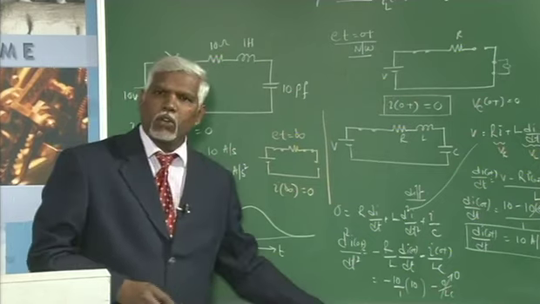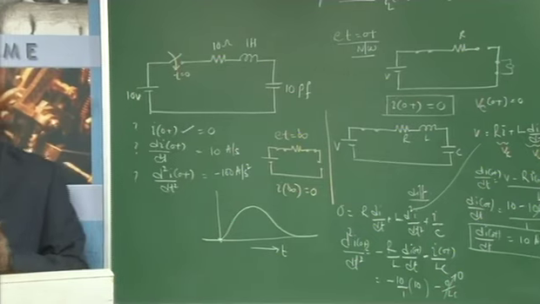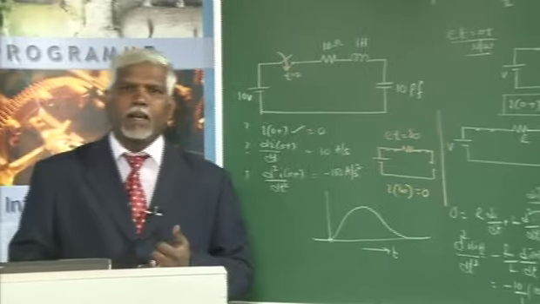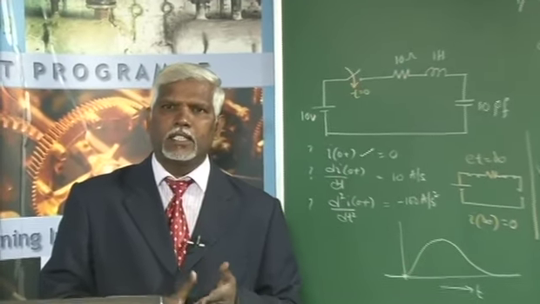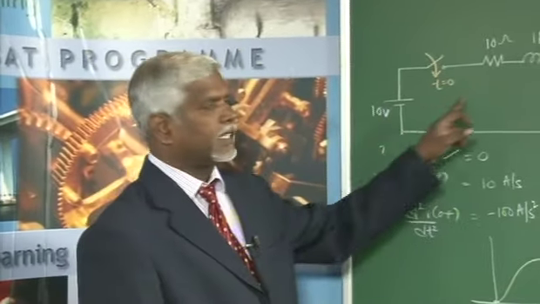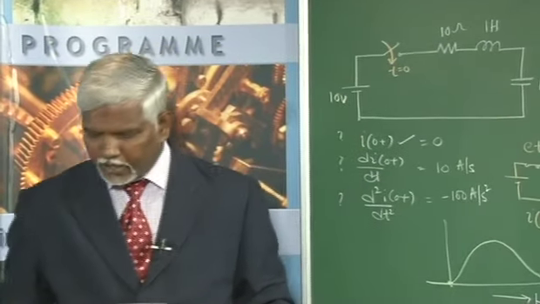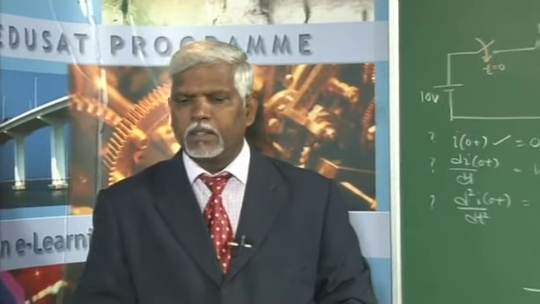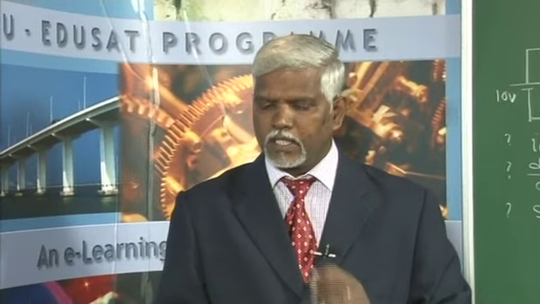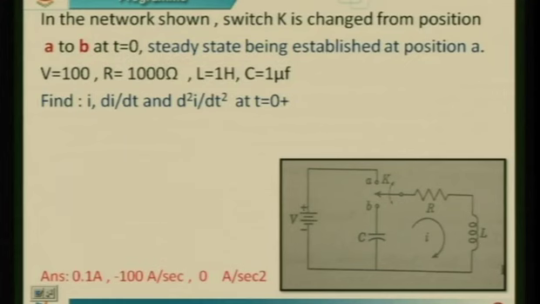So, with this introduction we will go to the next problem, because we have covered RL series, RL parallel, RC series, RC parallel, and a combination of RLC series. Okay. We will take the next problem. For the network shown, we will try to evaluate I, di by dt, d squared I by dt squared. The difference between the problems we took in the previous session and this session is that we have two positions, A and B. Till now we had only one, either the switch was closed or open.